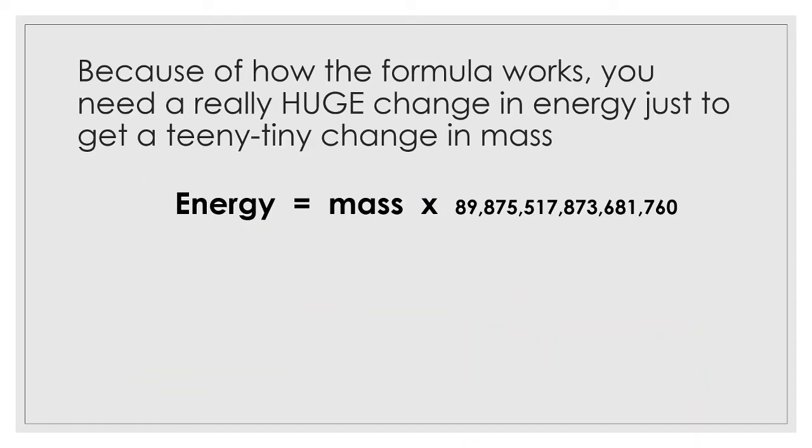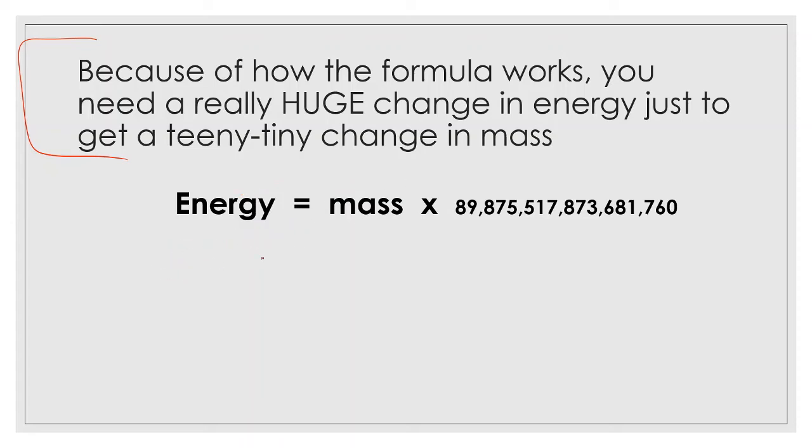Now, because of how the formula works, it means that you have to make a really huge change in energy just to get a teeny tiny change in mass. The reason for that is because this is the formula, right? E equals mc squared makes this big number. And if you do the algebra of this, it basically means that if you make your energy go up, like if energy goes from 100 joules to 200 joules, and you want to figure out how much that affects the mass, well, you'd have to divide your energy by 89 quadrillion 875, that giant super number, basically.